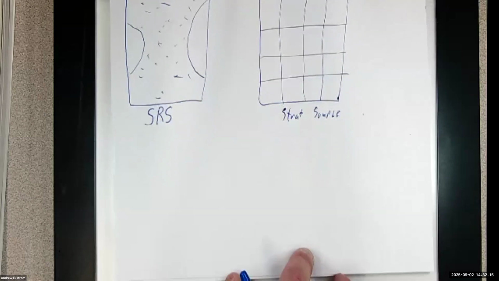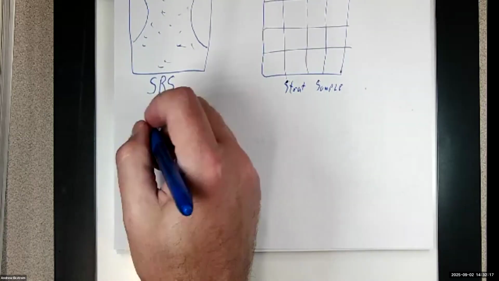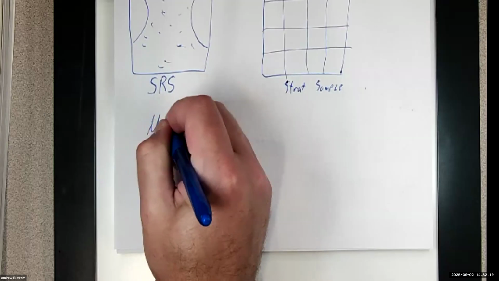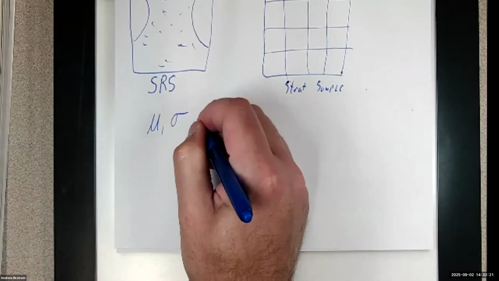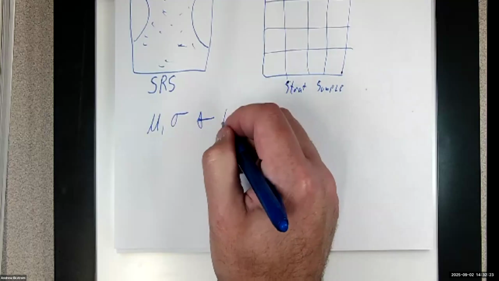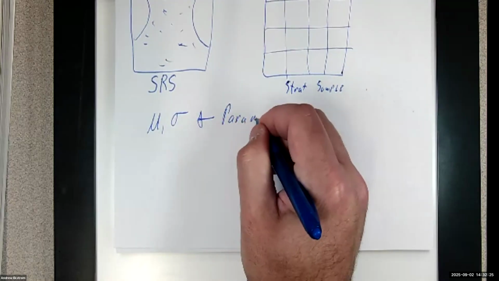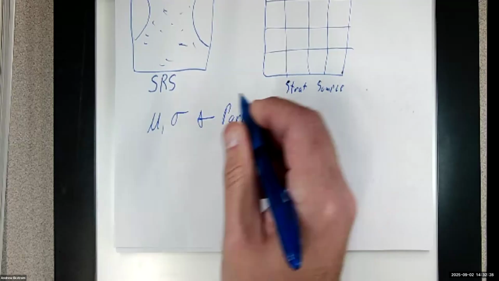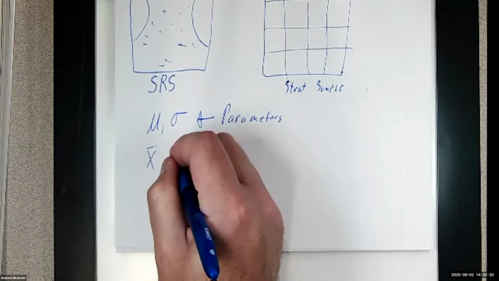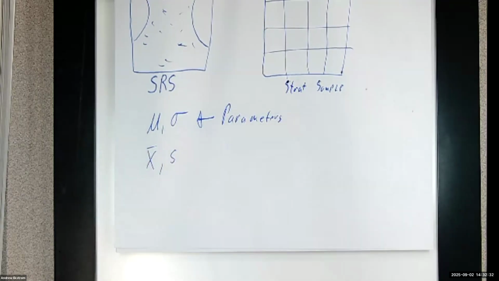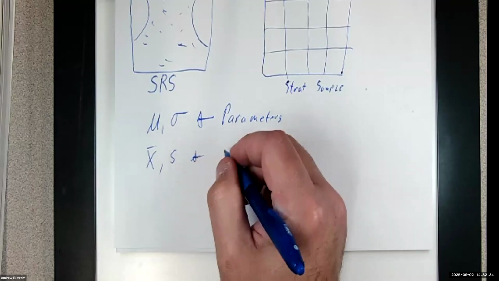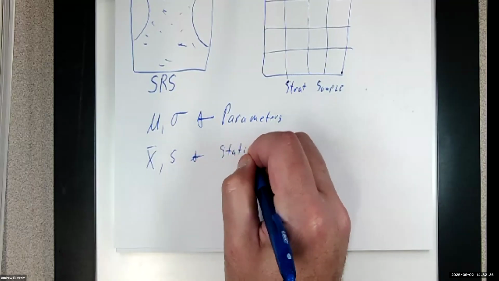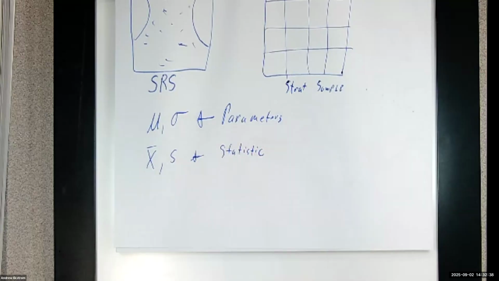So what is that kind of getting into? We can think of these as parameters. And then X bar and S, we can think of those as the statistics of interest that we are dealing with.